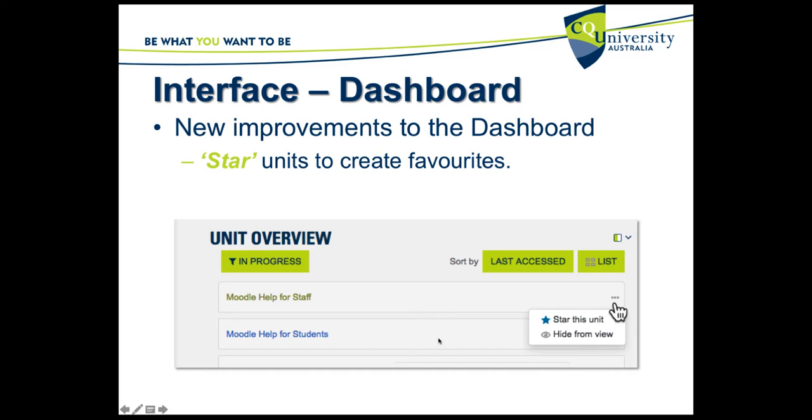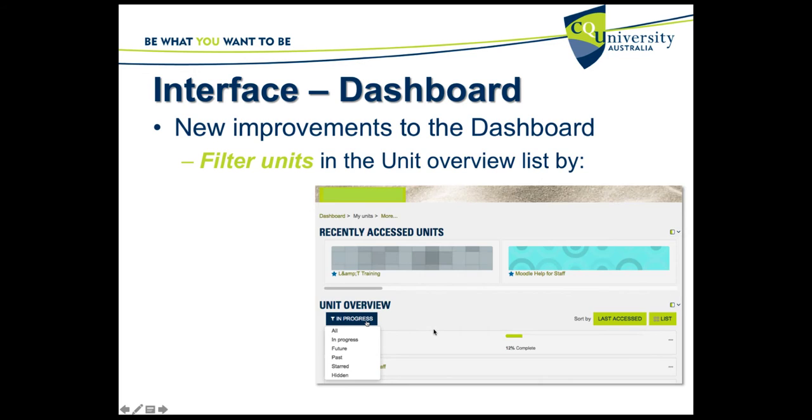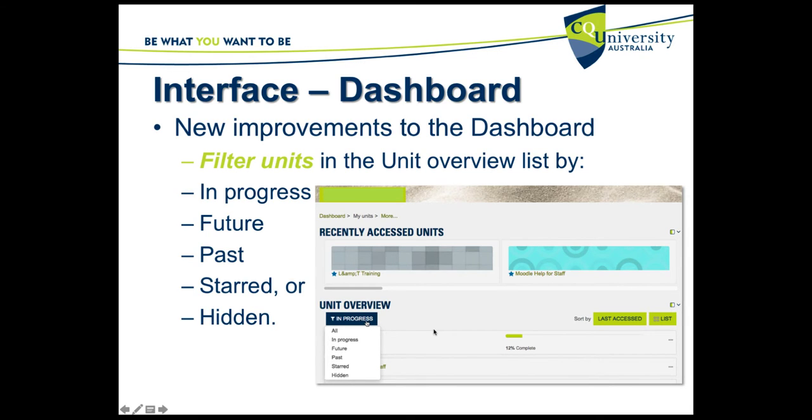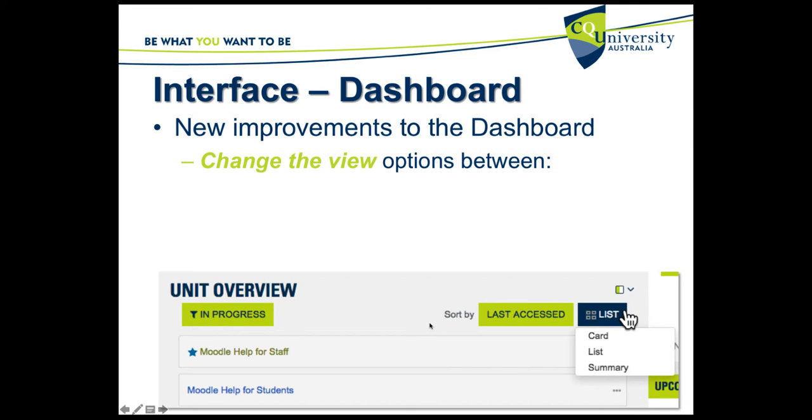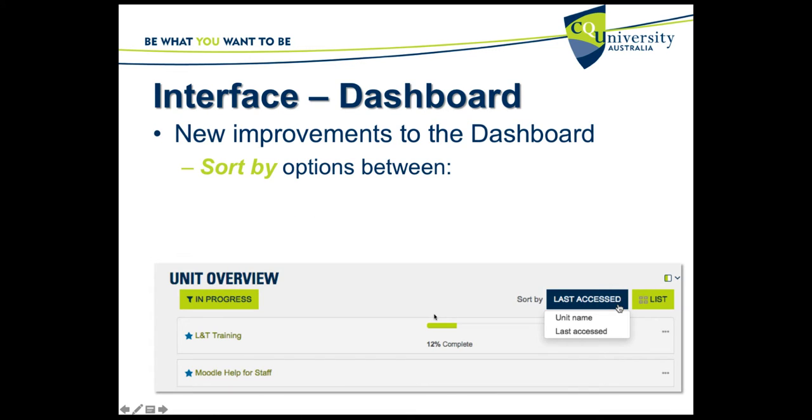You can star units to create favourites and hide units from view. You can filter your unit overview list by in progress, future, past, starred or hidden. You can change the view options between list view, card view or summary view. And you can sort your options by last access date or unit name.